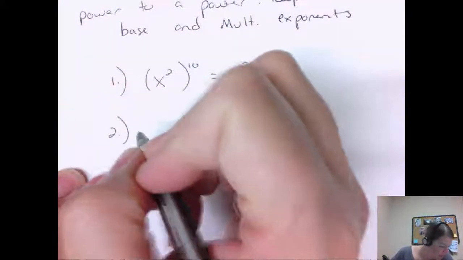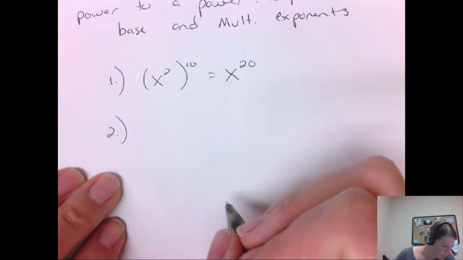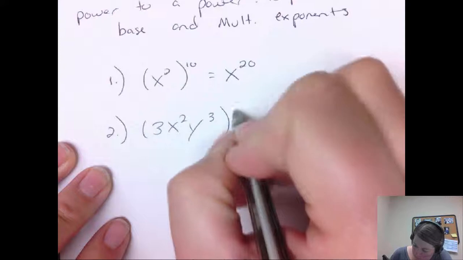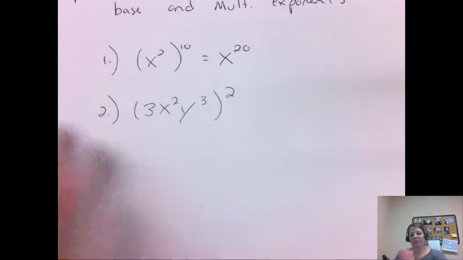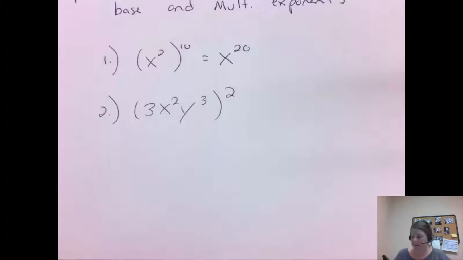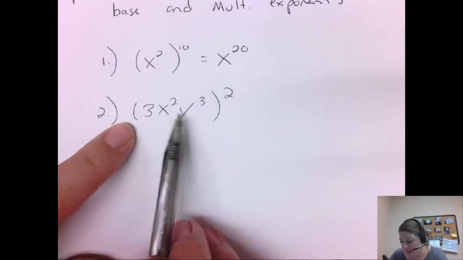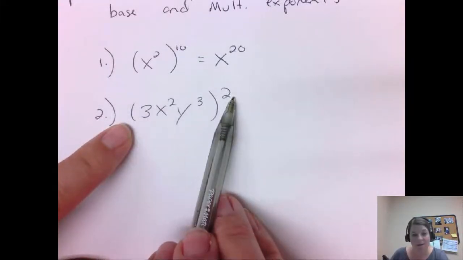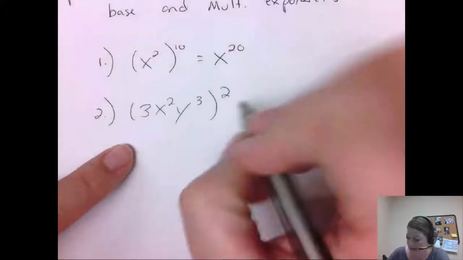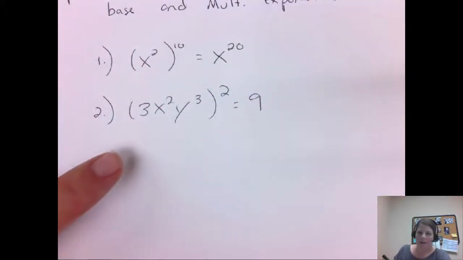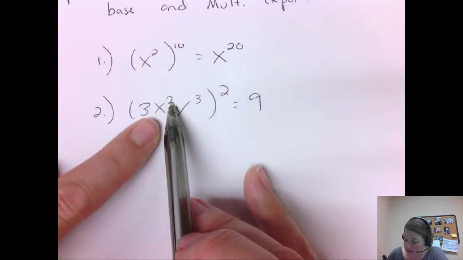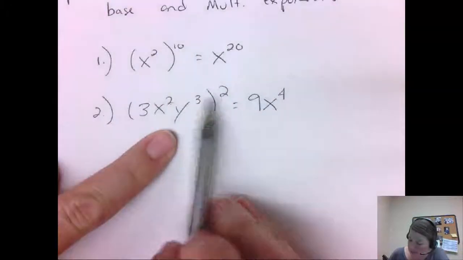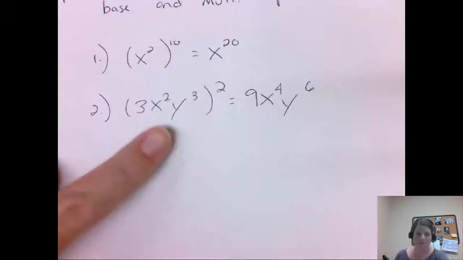So we can mix this up and have them with numbers in there, like 3x squared y to the third, all to the second power. So when I do something like this, where it's bigger and longer, and you'll get harder and harder ones, you need to take each thing to that power. So you start with the 3. 3 squared, or 3 times 3, is 9. So I can actually calculate the number. Now with the x, it's to the second power squared, so that's going to be x to the 4th. The y, 3 times 2 is going to give me 6.